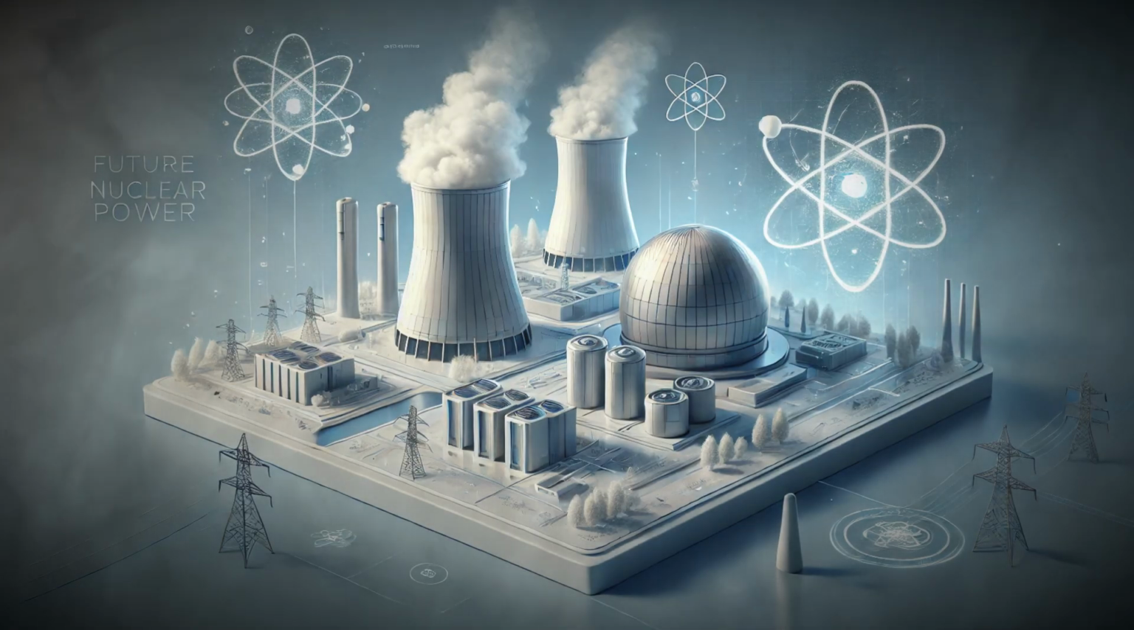At the same time, the high costs and long construction times of traditional large reactors have led to interest in new designs that promise to be cheaper, faster to build, and safer. Among the most discussed innovations are small modular reactors, often called SMRs. These reactors are designed to be built in factories, transported to sites, and assembled more quickly than conventional plants.